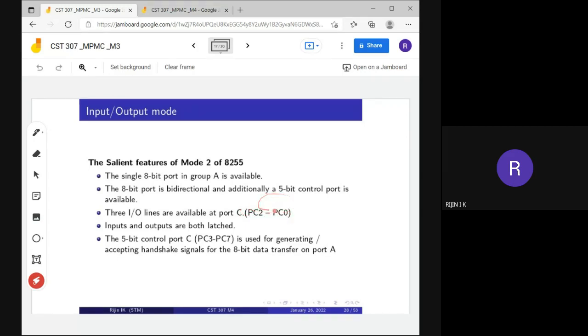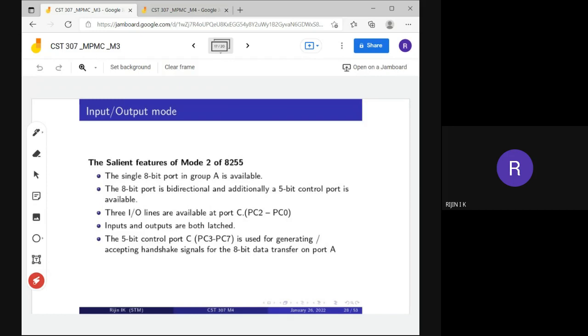The next feature is that in the 8255 operated in mode 2, both inputs and outputs are latched. The 5-bit control port is port C, PC3 to PC7, and these pins are used for generating the handshake signals. So these are the features of this mode.